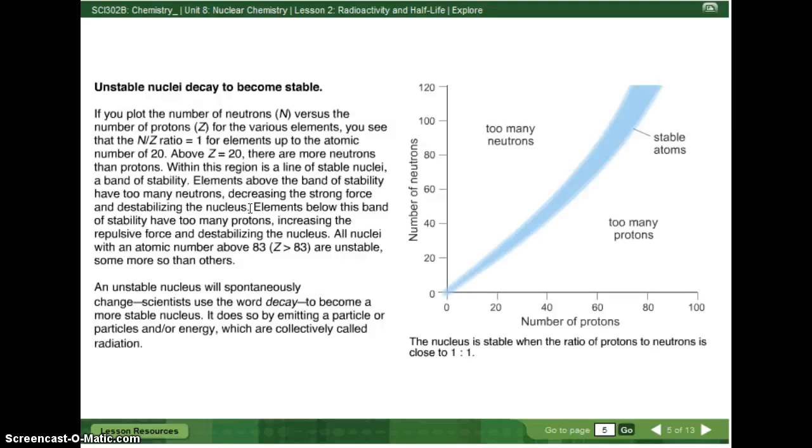All nuclei with an atomic number above 83 are unstable, with some more so than others. An unstable nucleus will spontaneously change. Scientists use the word decay to become a more stable nucleus. It does so by emitting a particle or particles and/or energy, which are collectively called radiation.